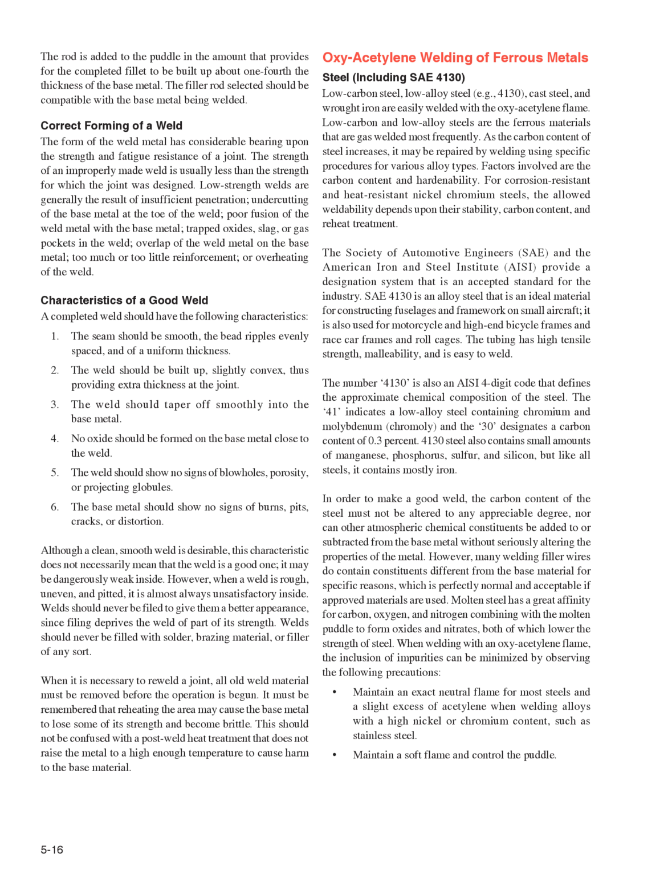Molten steel has a great affinity for carbon, oxygen, and nitrogen, combining with the molten puddle to form oxides and nitrates, both of which lower the strength of steel. When welding with an oxyacetylene flame, the inclusion of impurities can be minimized by observing the following precautions. Maintain an exact neutral flame for most steels and a slight excess of acetylene when welding alloys with a high nickel or chromium content, such as stainless steel.